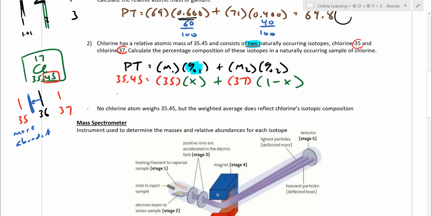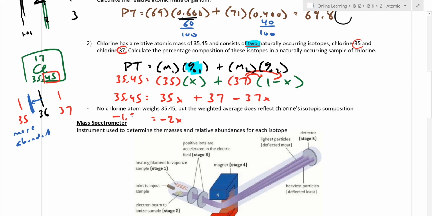So let me just work through this math here. Realize I didn't leave myself much room. I'm actually going to distribute this 37 in so that I can deal with the X. So 37 times 1 is 37 minus 37X. I'm going to add up the X's, collect like terms. 35X minus 37X is negative 2X. On the other side, 35.45 minus 37.